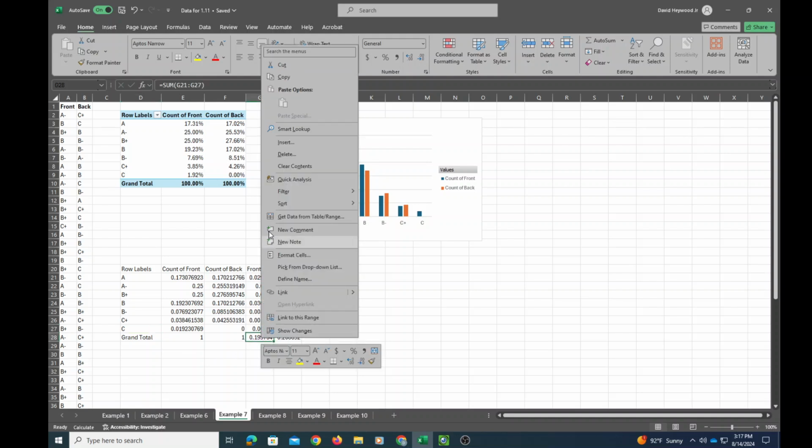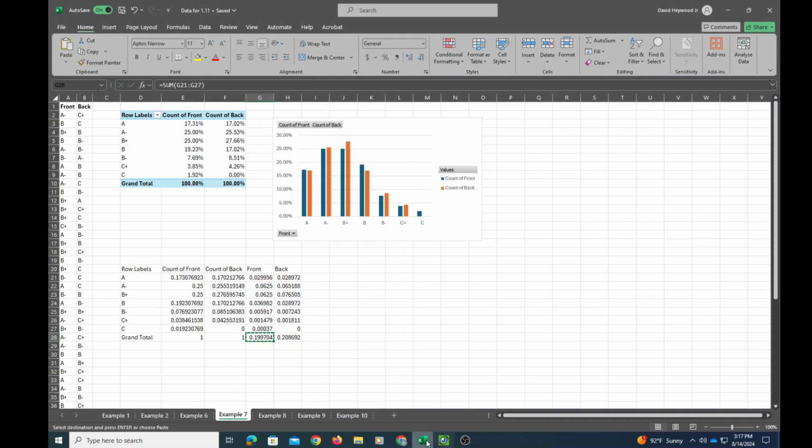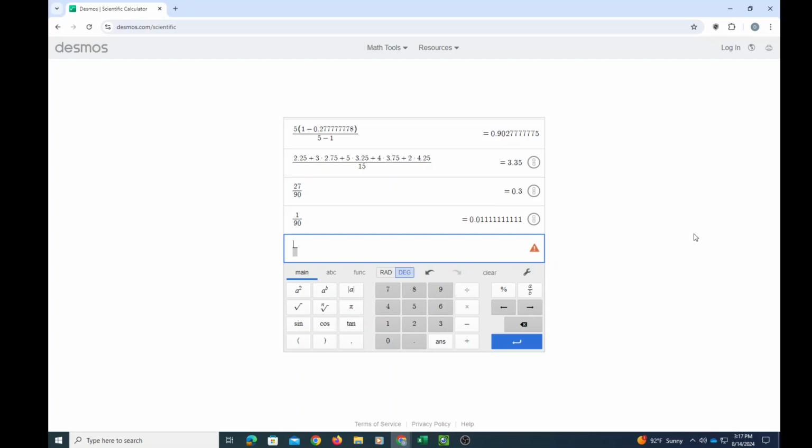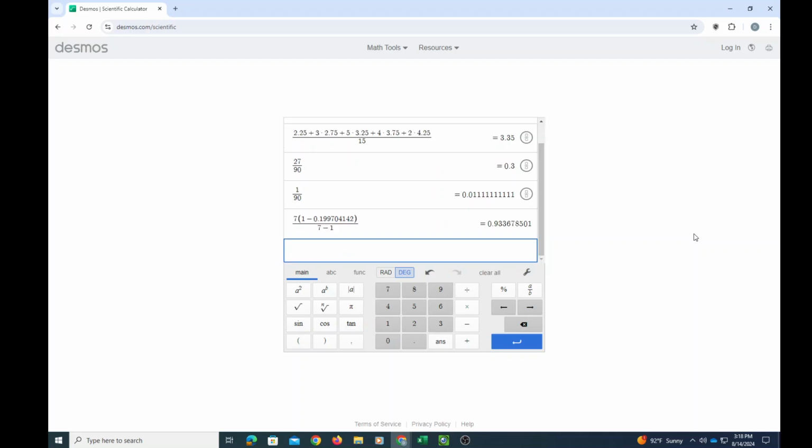I'm going to copy this number, and then I'm going to go over to Desmos. So remember, K equals 7. The formula for the IQV is K times 1 minus that number that we just computed, divided by K minus 1. So there's the IQV for people who sit in the front of the class.